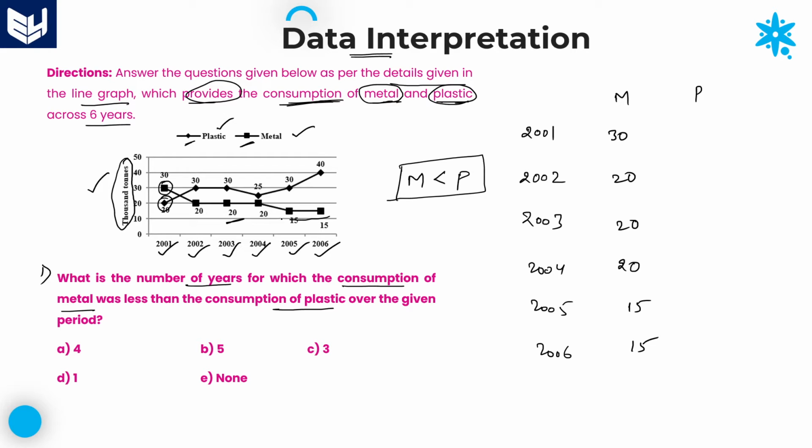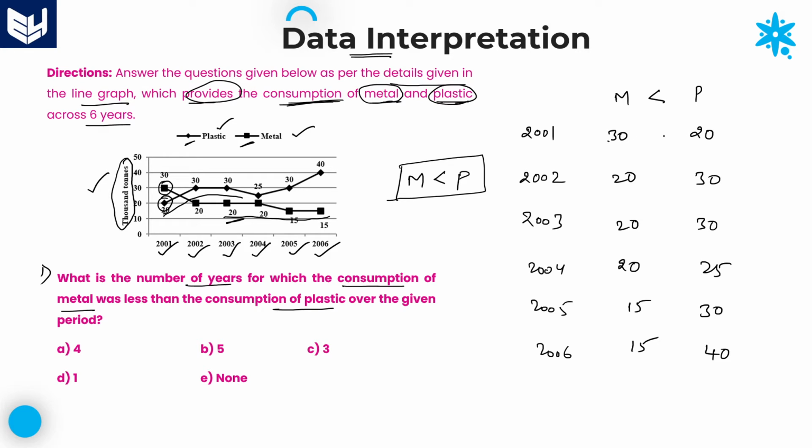This line is about metal, whereas this line is about plastic. Here the first value is 20. Next value is 30. And third value is also 30. Fourth value 25. Fifth value 30. And 2006 the value is 40. Now what is the condition? Consumption of metal less than the consumption of plastic, which is nothing but metal less than the plastic.